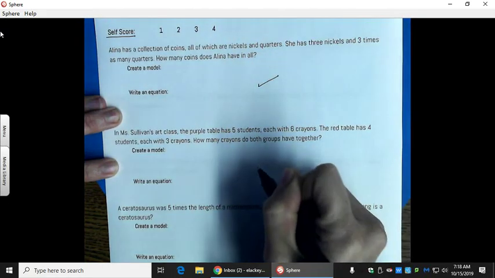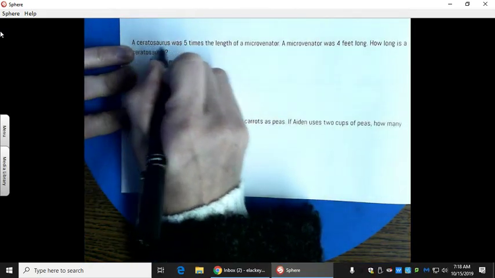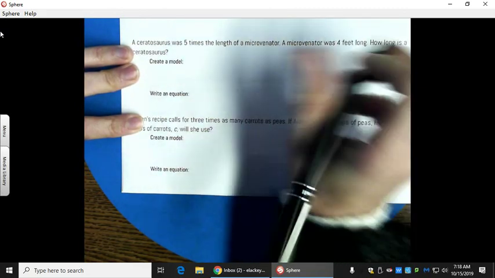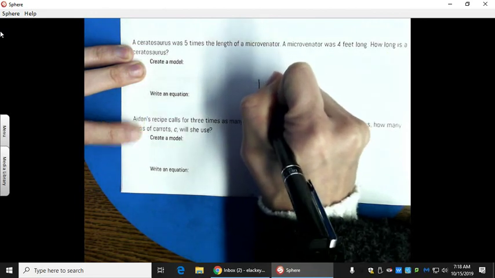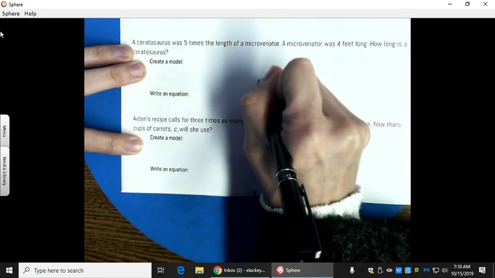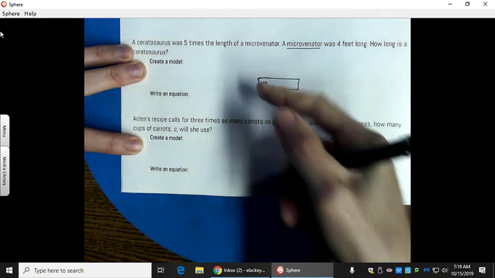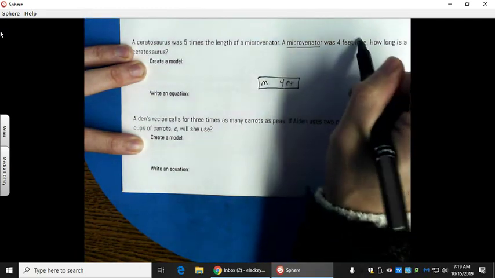Now, this one we did with the class, and this one we did with the class. So when I go over it, I'm going to start with this one. A Ceratosaurus was 5 times the length of a Microvenator. Okay? A Microvenator was 4 feet long. So a lot of times when I create the model, I think about what I know. So the M, the Microvenator, and I label it M, was 4 feet long.